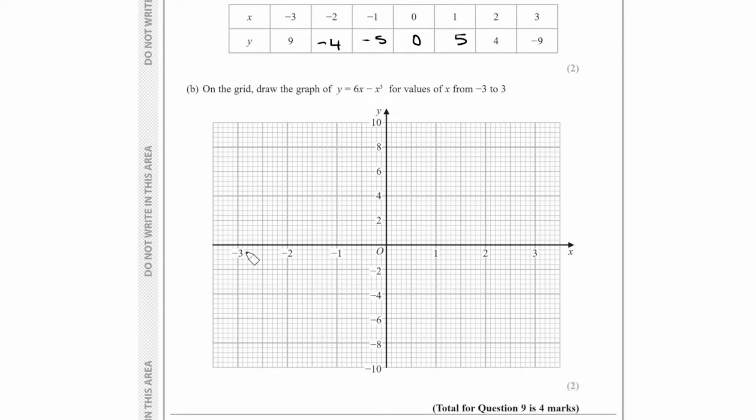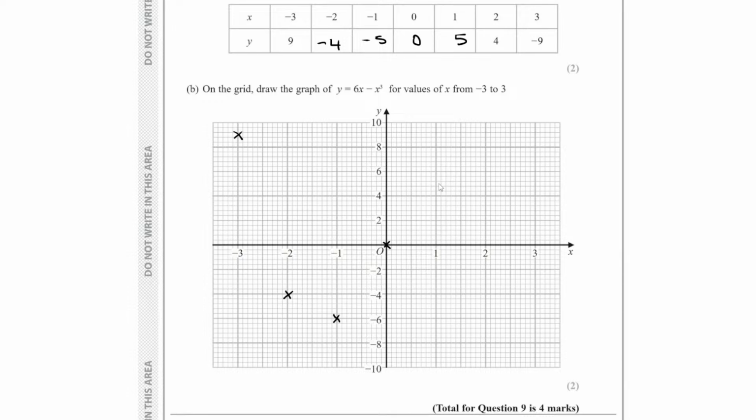So the first one, (-3, 9). Be careful with the scale, because 9 is literally halfway between the lines. It's not really on one of these lines, is it? Horizontally, it's halfway. So just be careful with that. Then (-2, -4), so right down here. Then (-1, -5). Then it goes back to (0, 0).